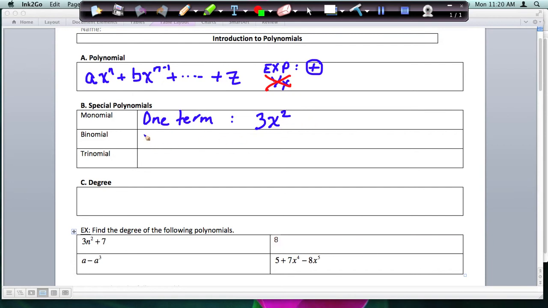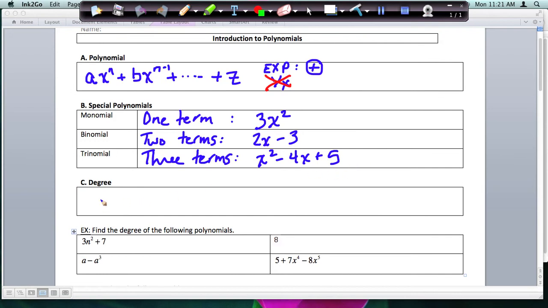A binomial means that you would have 2 terms, and again, this could be addition or subtraction in between the 2 terms. So for example, 2x minus 3 is a binomial. And the last one, a trinomial, means it has 3 terms, and this is where we'll get to factoring in chapter 6 or later on. So 3 terms would be like x squared minus 4x plus 5. That's an example of a trinomial.